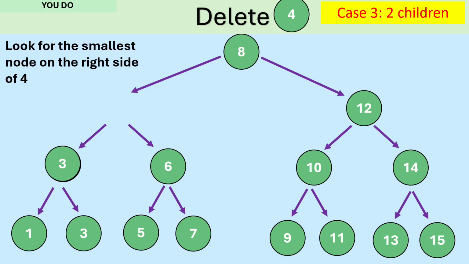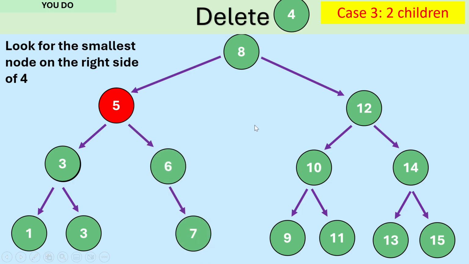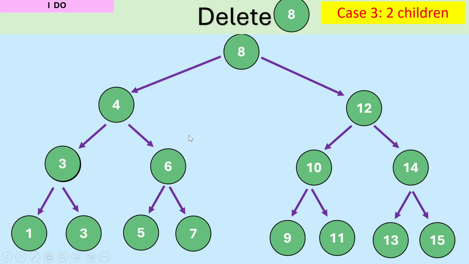If we delete 4, we look at the right side and we look for the smallest number, which is 5. So now 5 is going to replace the number 4. Now 5 is going to be the child of 8. And the binary search tree rule is still being maintained. This side is bigger, that side is smaller, and we still have 2 children or less.